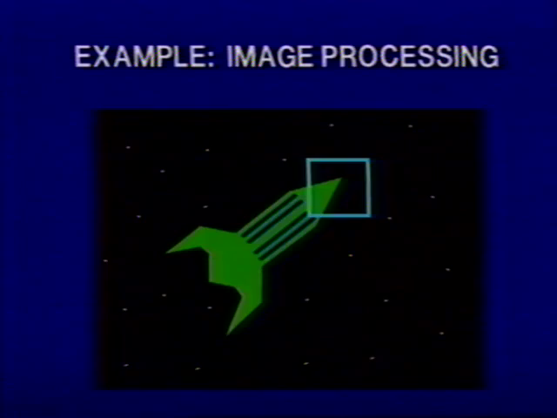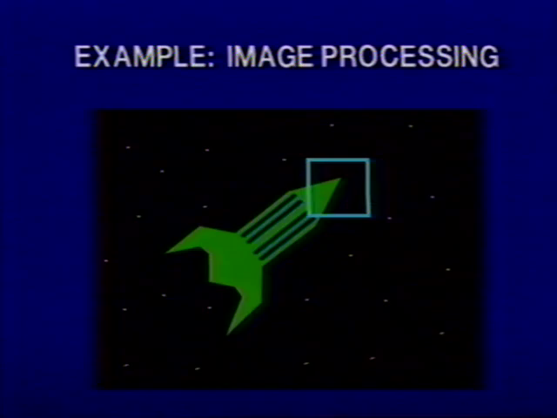We can see this by considering an example from image processing. Let's suppose that we have an image of, say, 1,000 by 1,000 pixels, a picture that we've taken of a spaceship, and we want to do processing on this image, and so we've assigned a processor to each of the pixels of the image. And the question is, where is the rocket ship?